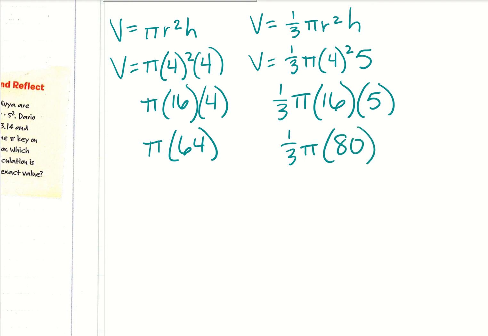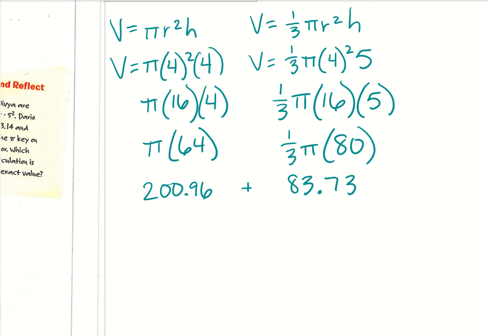Okay. And then at this point, I'm going to go ahead and type both of these into my calculator because 80 can't be divided perfectly by 3. So I typed them in, and I rounded to the nearest hundredth. All right, and this is what I got. I got 200.96 for the volume of the cylinder and 83.73 for the volume of the cone. And now I need to add those together.